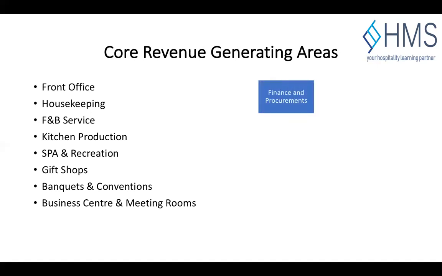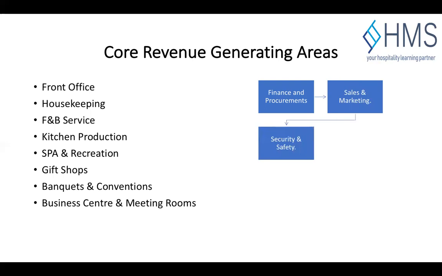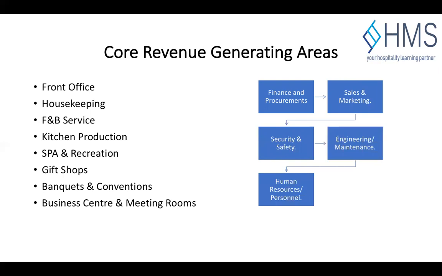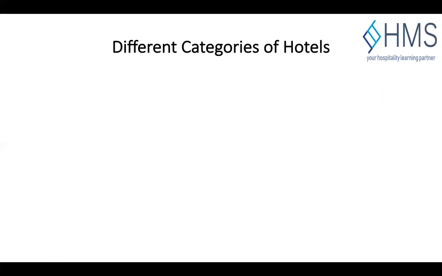Then there are other revenue generating areas such as finance and procurement, the purchasing department, the sales and marketing departments, the security and safety departments as well. We have engineering and maintenance, the human resource personnel, HR department, IT department, etc. So now there are different categories of hotels. So let us go through these categories.